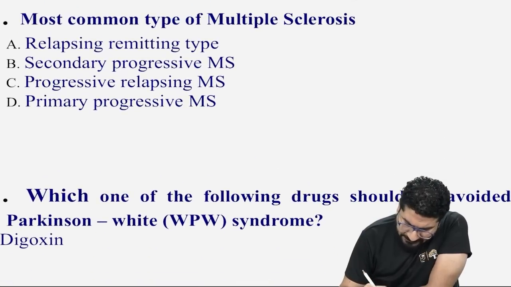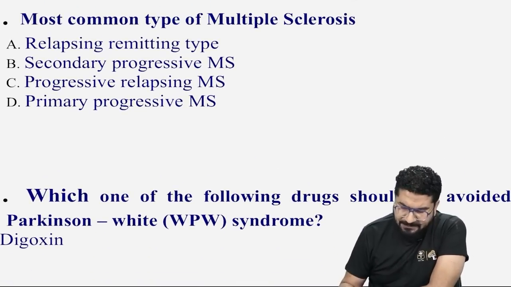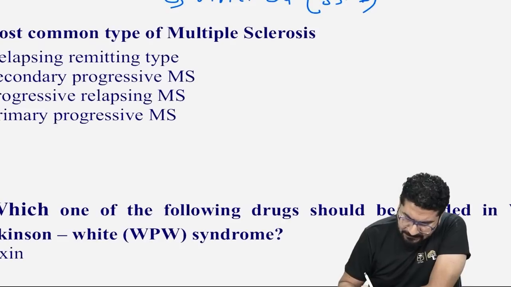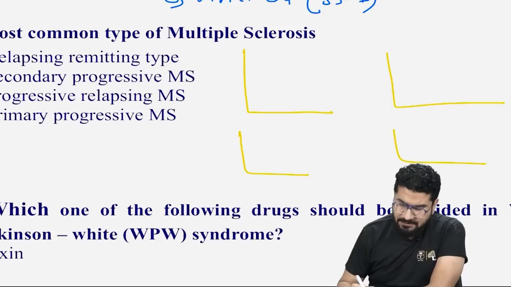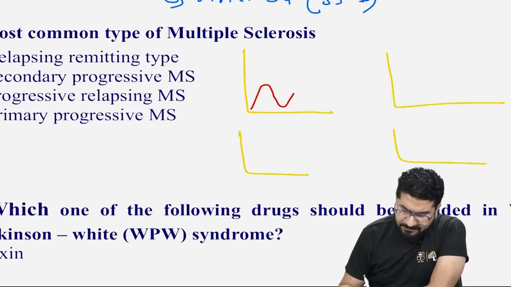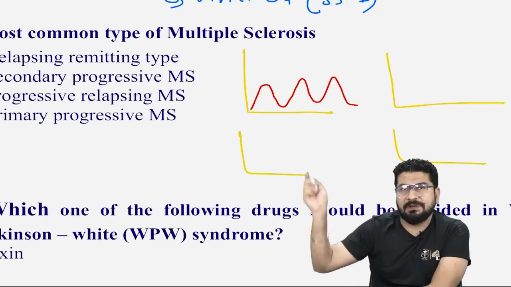Okay, most common type of MS. We can have different varieties of MS. So let me say this is a person. We can see different types of MS. In one condition, we will see the patient is having relapse of symptoms. Symptoms are there, then normal. Symptoms there, normal. That is called the relapsing and remitting type.